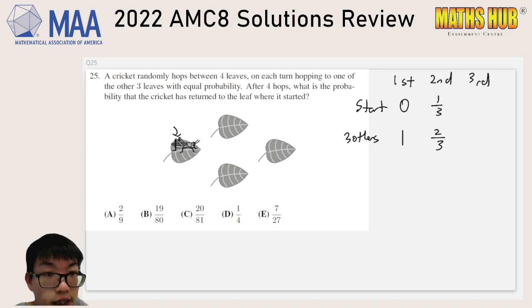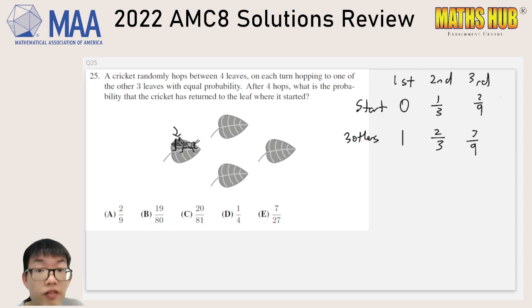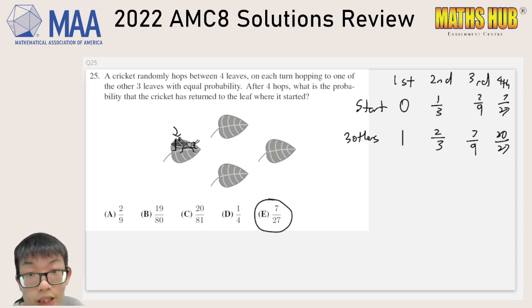Now we do this again. There's a 2/3 chance it's at one of the 3 others, meaning 2/3 times 1/3 is 2 over 9, and here must be 7 over 9. Finally, repeat again. 7 over 9 times a 1/3 chance is 7 over 27, and I'll just calculate this even though I don't need to, because I've already got my answer of 7 over 27.